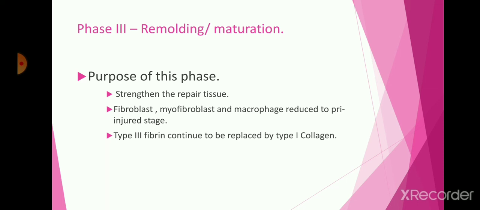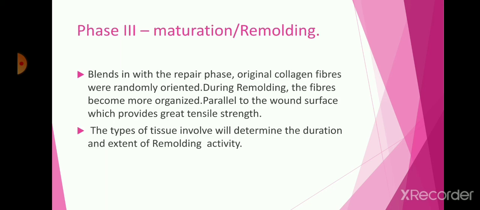These fibroblast, myofibroblast and macrophage reduce at the injured site because the injured site is regenerated and repaired, so that these cells or this tissue get replaced by the type 1 collagen. So type 3 fibrin continues to be replaced by the type 1 collagen because type 1 collagen is stronger and larger, which is essential for the formation of intact cell at the injury site.